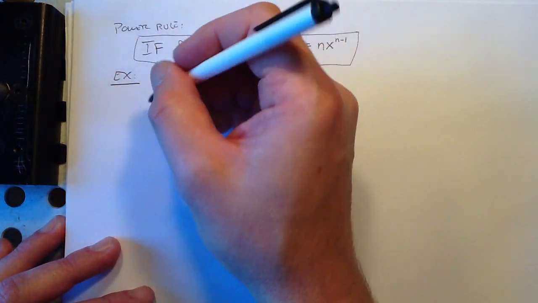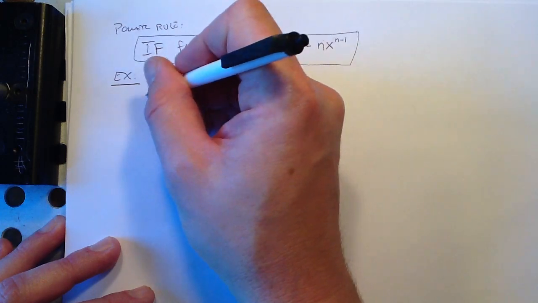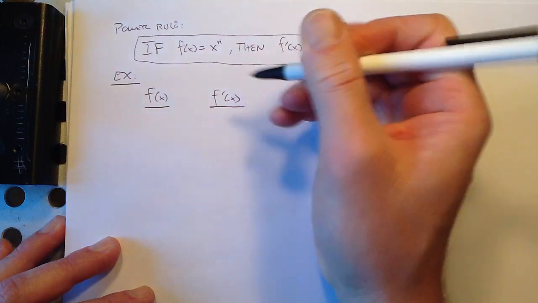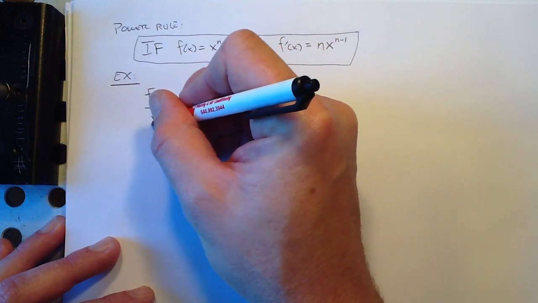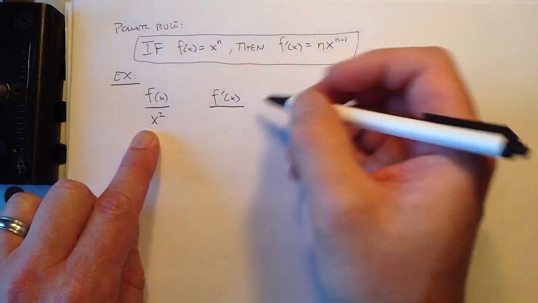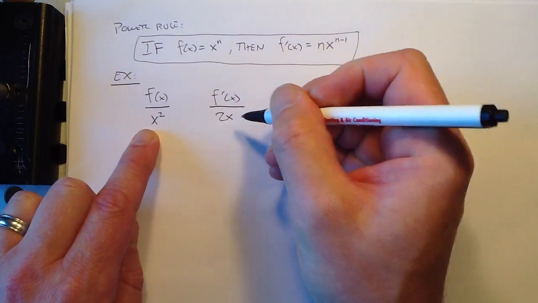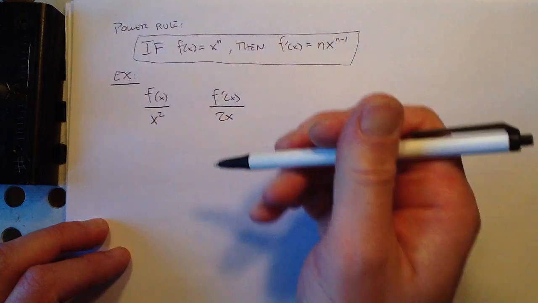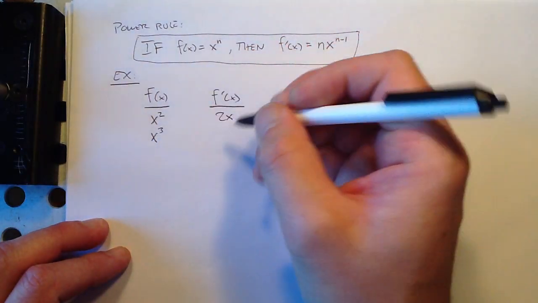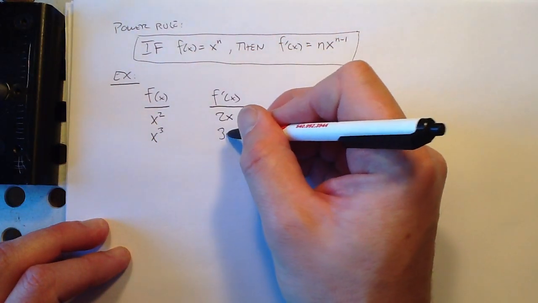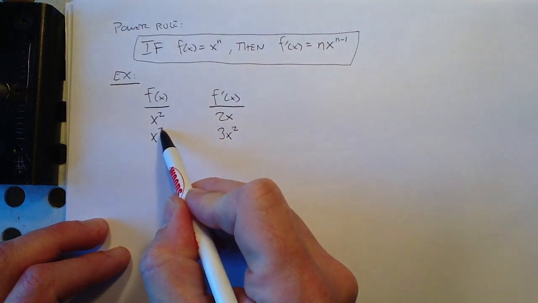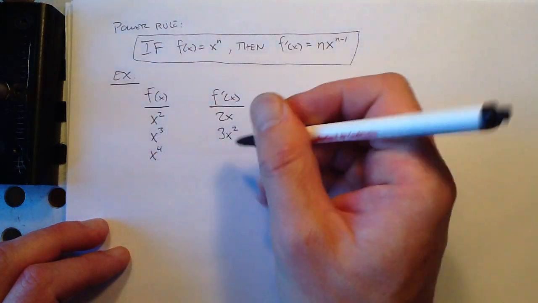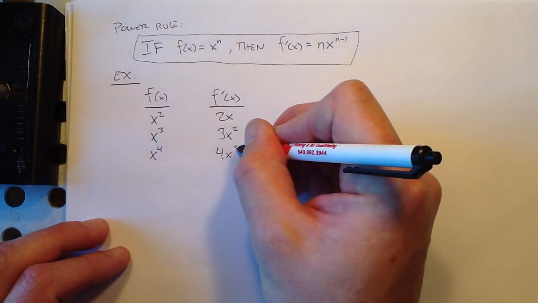So that means I'll make a little table here. If this is f of x, we'll find the derivative. So f of x is x squared. So the 2 comes out to the front. It'd be 2x to the 2 minus 1, or to the first power. So the derivative of x squared is 2x. The derivative of x cubed is 3x squared. Power comes out to the front. The new power is 1 less. Derivative of x to the fourth is 4x cubed.